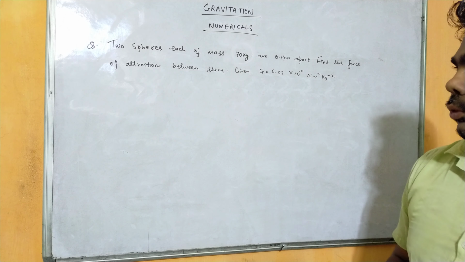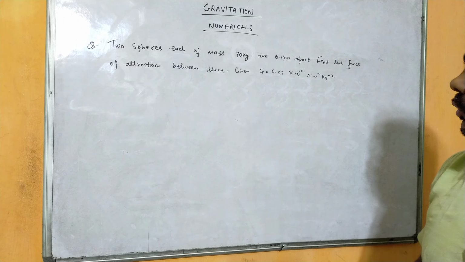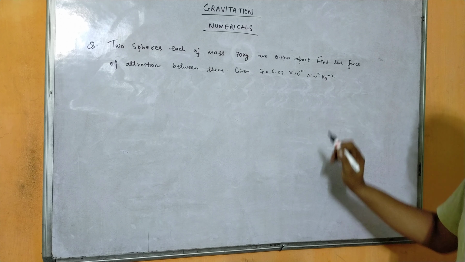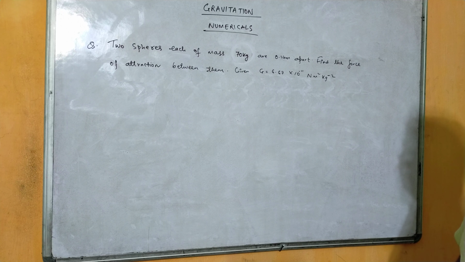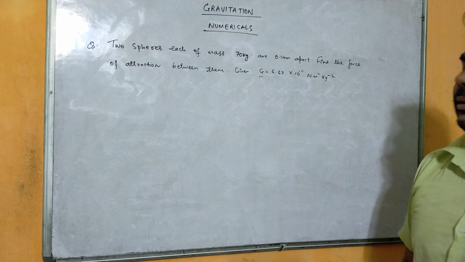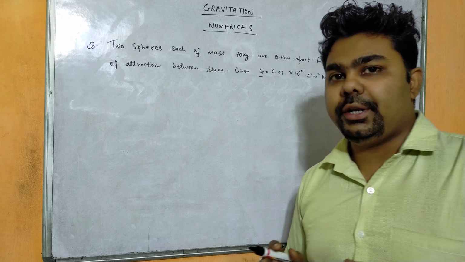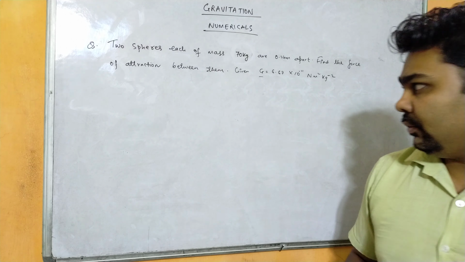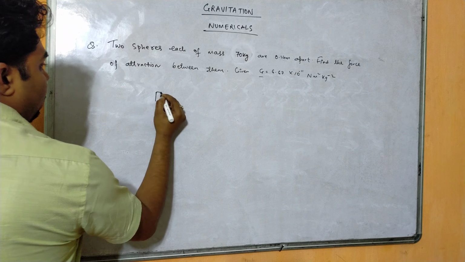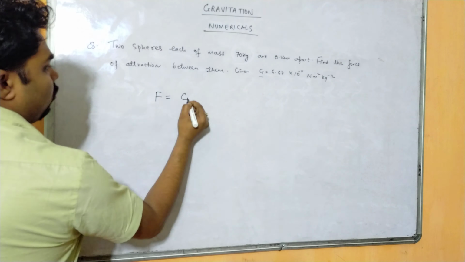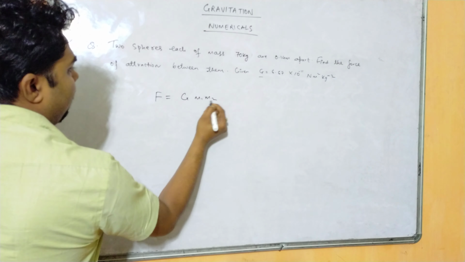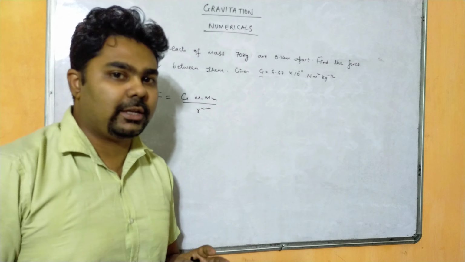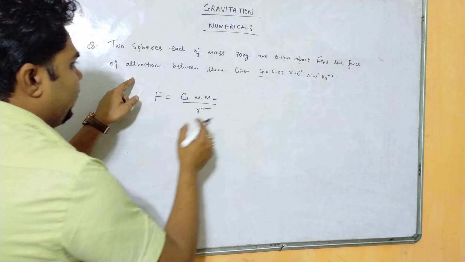So you see, I have noted down one question here. Two spheres, each of mass 70 kg, are 0.14 meter apart. Find the force of attraction between them, and capital G is given. That means we need to find the gravitational force. The universal law of gravitation states that F equals G m1 m2 by r square, right? This is the force of gravitation which I already taught in the last class. So we'll first note down what is given in the question.